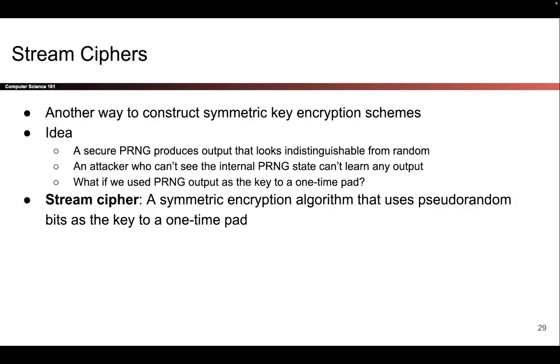So remember that when we talked about one-time pads, we said that one-time pads are secure as long as we never use the same pad twice. And just now we saw that PRNGs allow us to cheaply generate lots of random output. So what if we use that cheap PRNG output as the pad to a one-time pad? If we combine these two ideas, we get a symmetric encryption algorithm called a stream cipher, and it works something like this.